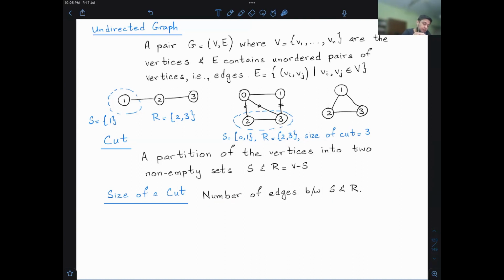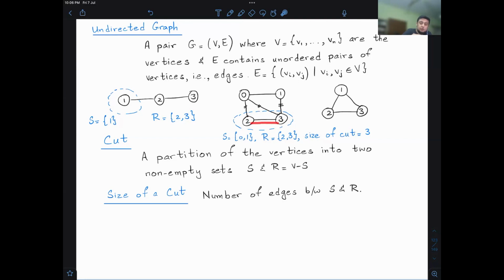What do I mean by that? So here, I had S, a single vertex. There's only one edge coming out of it. So you can think of it as going across this boundary of this partition, going from S to R. So really, the size of the cut in this case is just 1. A bit more interesting case over here, you think about this dotted line identifying the partition. So this edge is going across from 0 to 2. 0 is in S, 2 is in R.